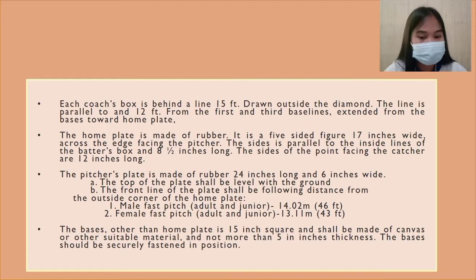The pitcher's plate is made of rubber, 24 inches long and 6 inches wide. A. The top of the plate shall be level with the ground. And B. The front line of the plate shall be the following distance from the outside corner of the home plate. For male fast pitch, adult and junior, it is 14.02 meters or 46 feet. Female fast pitch, adult and junior, 13.11 meters or 43 feet.